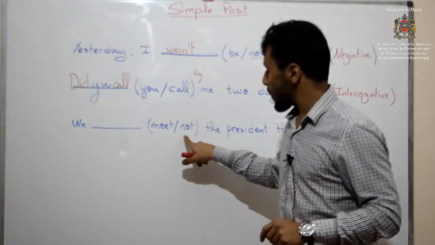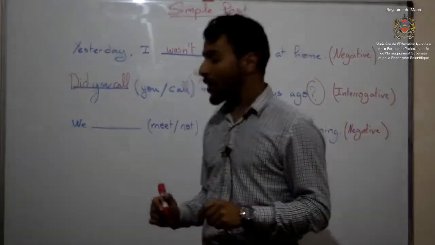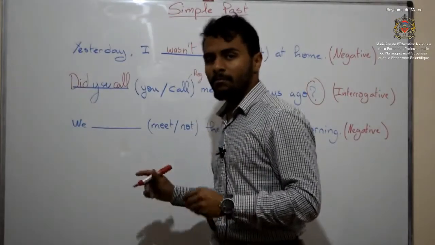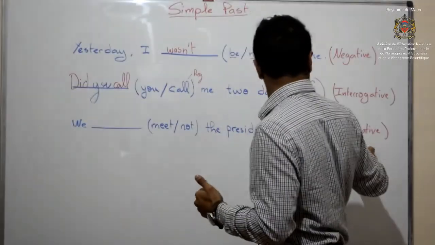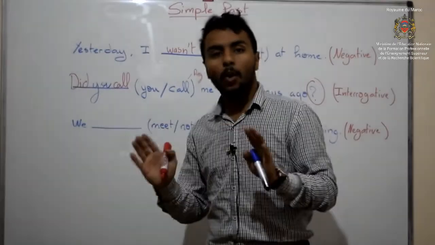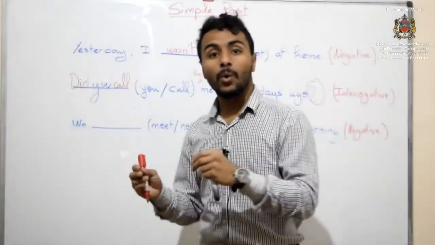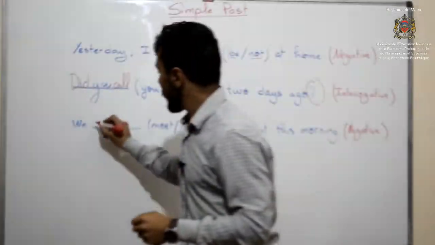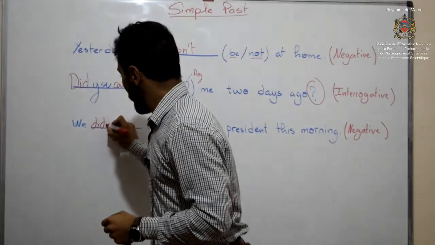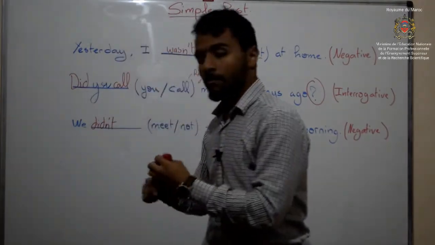Well, next one is a negative sentence with an irregular verb, but if it's negative or interrogative, it doesn't matter anymore because we're going to use didn't or did. So, we didn't meet.